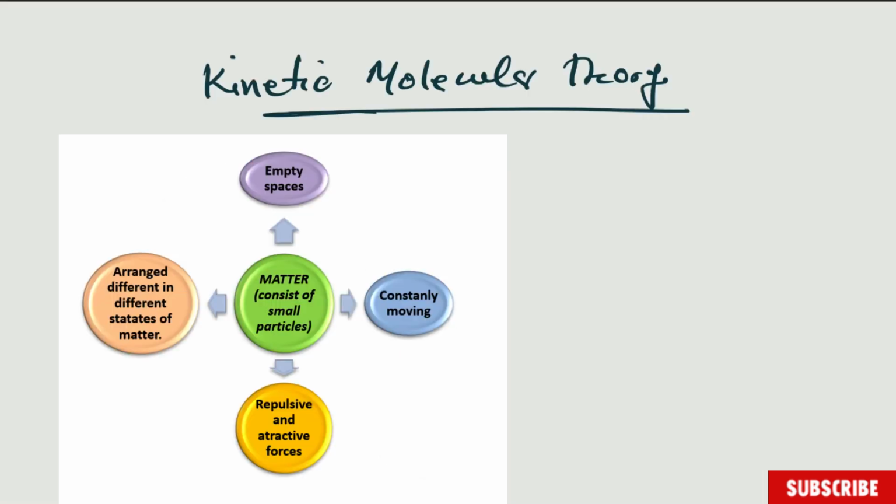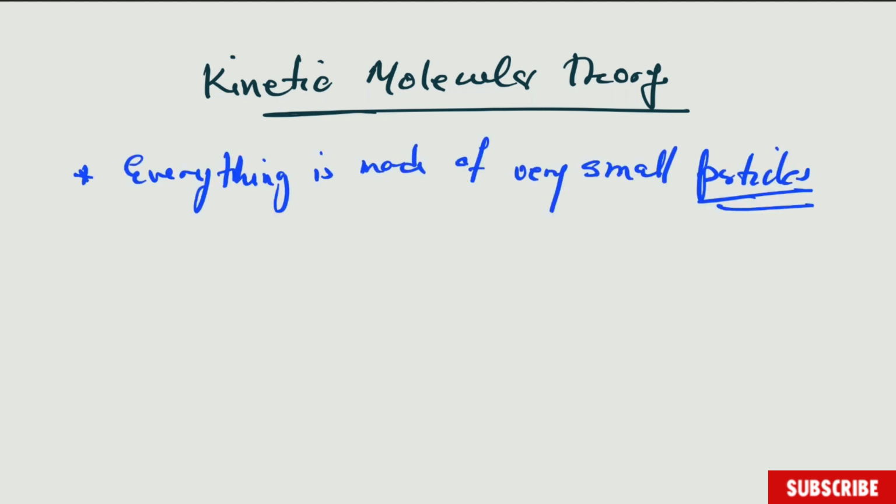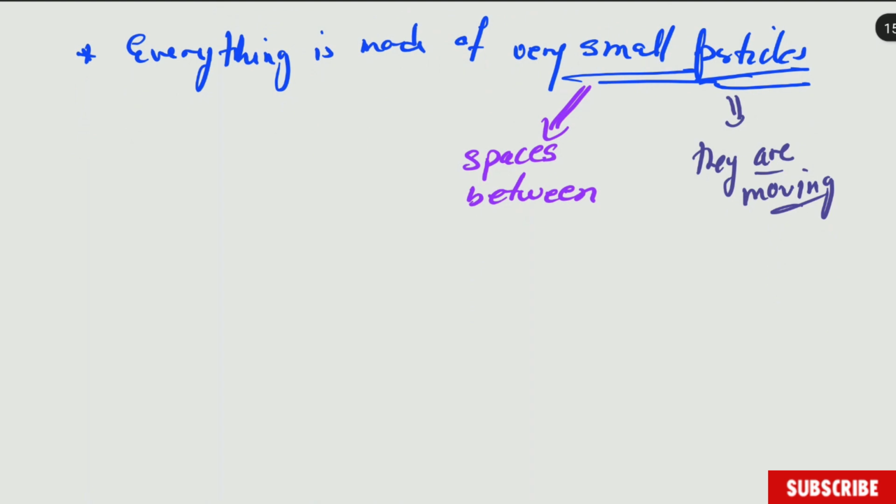When we did kinetic molecular theory, we learned two very important points. First of all, you learn that everything is made of very small particles and you cannot see those particles, and they tell you something else. They told you that there are spaces between the particles and that they are moving. So there were more things, but this is mostly what they told you. Kinetic molecular theory: everything is made of very small particles, there are spaces, and those particles are moving.